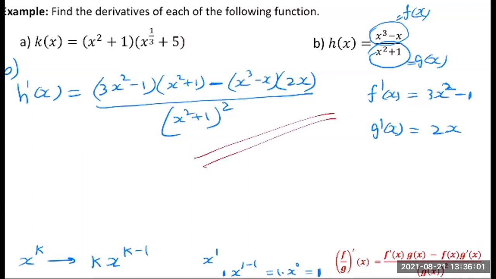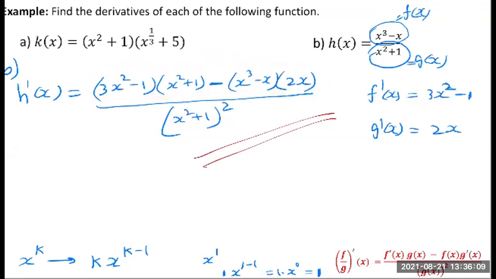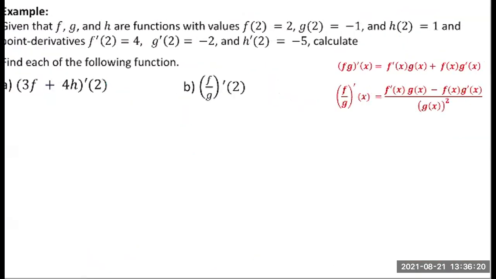Okay, you can leave the answer as it is. If you are asked to simplify, you need to simplify this top. I'm not going to simplify that because it's too straightforward. But if you're asked to simplify it, you need to leave the simplified answer. Okay, let's move on. Let's work on some more examples.